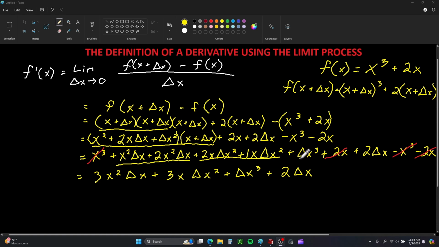Next, I notice that all these terms have a delta x in them, so I'm going to factor out the delta x. I get 3x squared plus 3x delta x plus delta x squared plus 2. So this whole thing here is going to become the numerator in the formula.